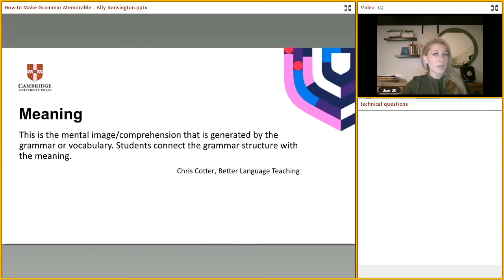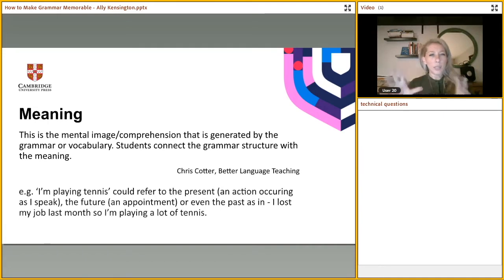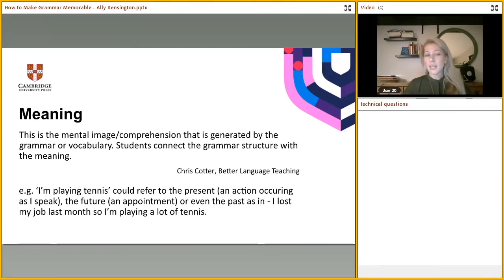Okay, let's take a look at the example. We're talking about meaning. I'm playing tennis could refer to the present, an action occurring as I speak. What about a future appointment? If somebody's asking you, what are you going to do next week? You say, I'm playing tennis. That's my future appointment. Or even the past, as in, I lost my job last month, so I'm playing a lot of tennis. Okay, we got this part.